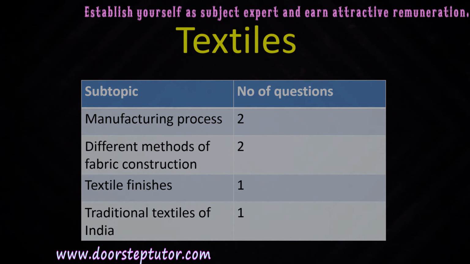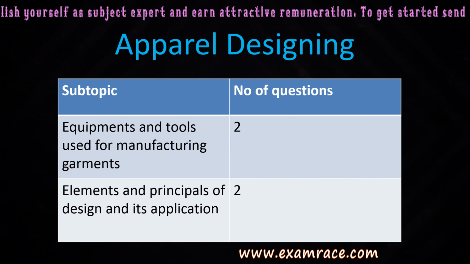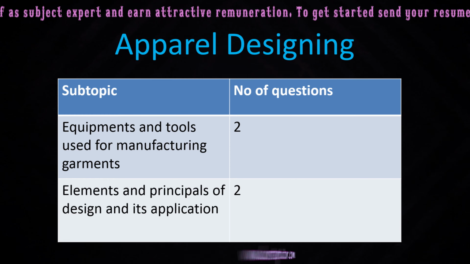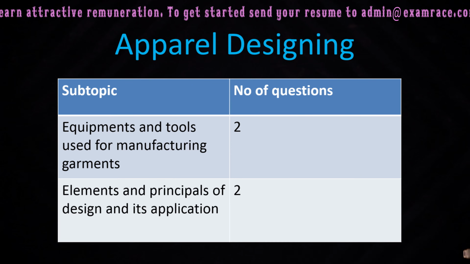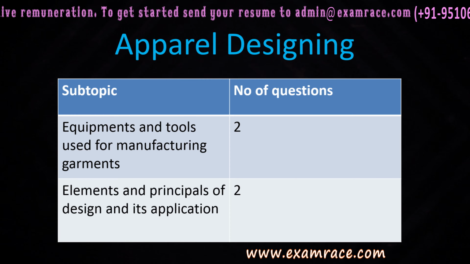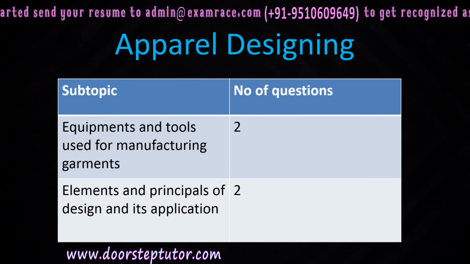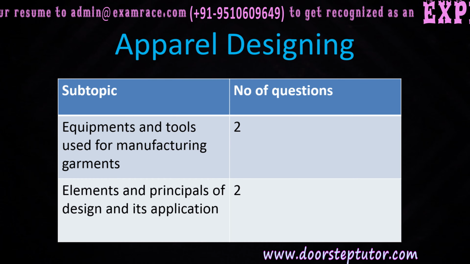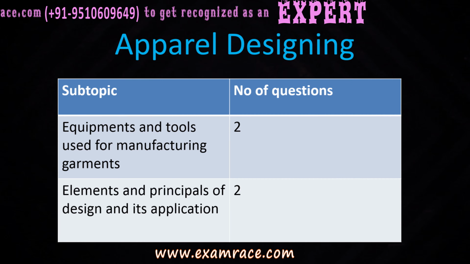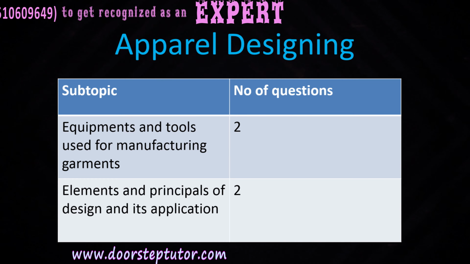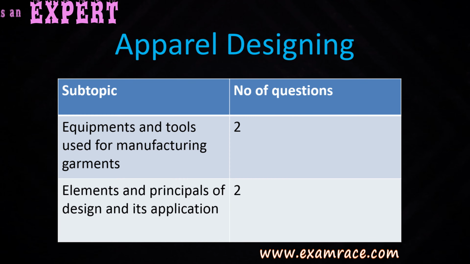become important. The next topic is apparel designing, and here 2 questions were there from the equipment and the tools that are used for manufacturing garments. So special emphasis should be given on the machinery and the different parts of the sewing machine, along with the types and the characteristics of threads that are used in the garment manufacturing process. And there were 2 questions related to the elements and the principles of design and its applications.